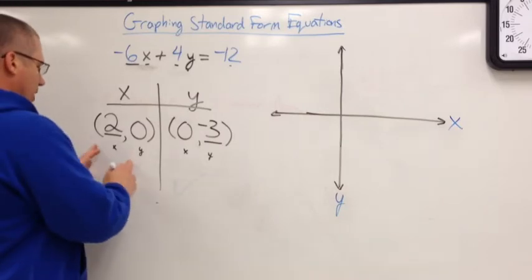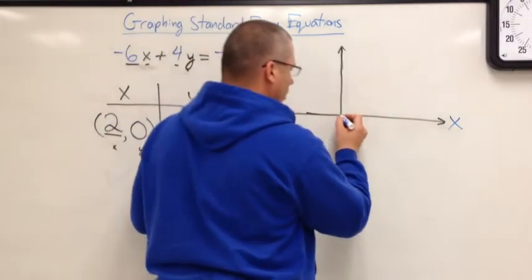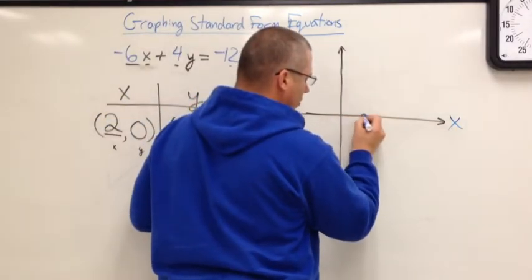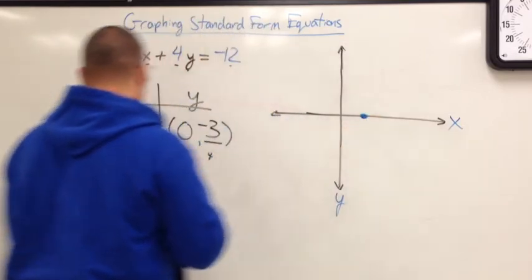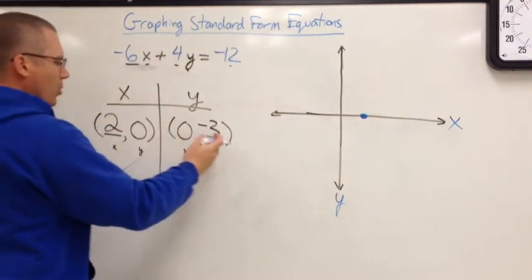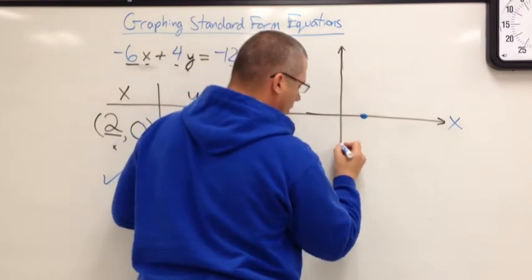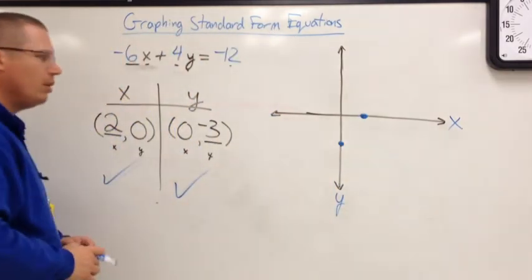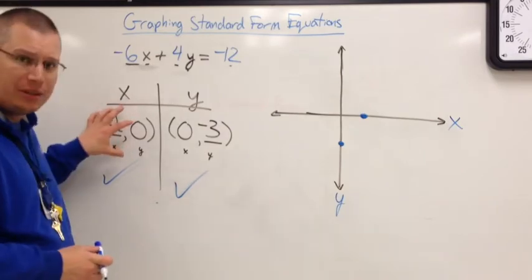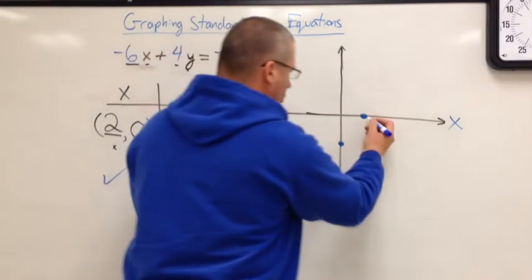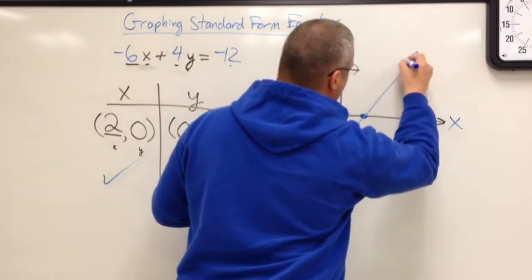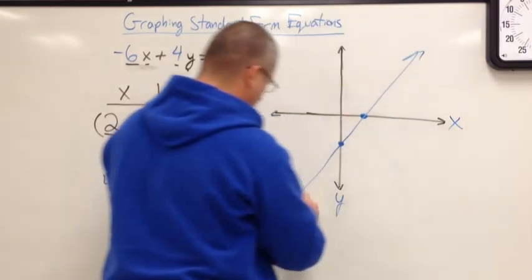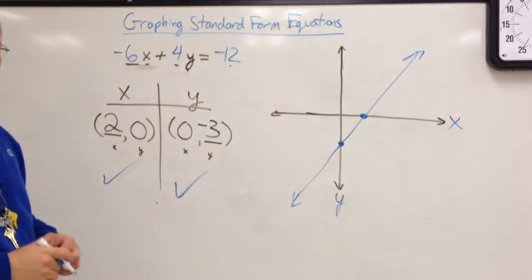Let's graph my intercepts. 2, 0. Check. 0, negative 3. Check. I found out what my x-intercept is, my y-intercept. I drew my dots. All I got to do is connect my dots. And there's my line.